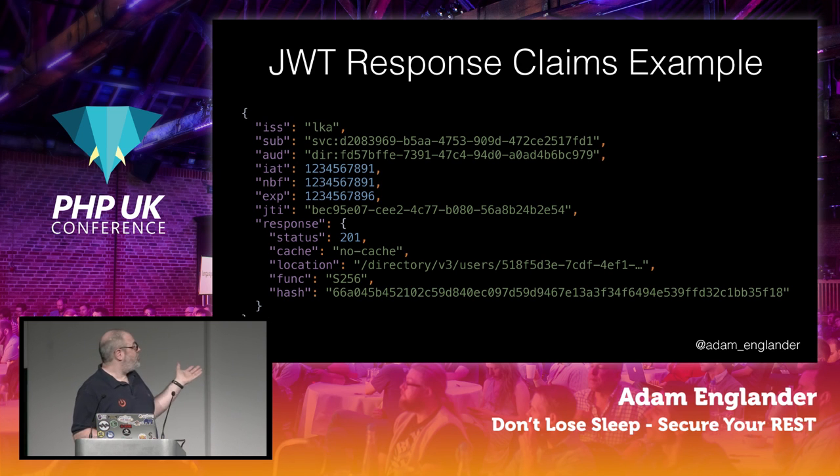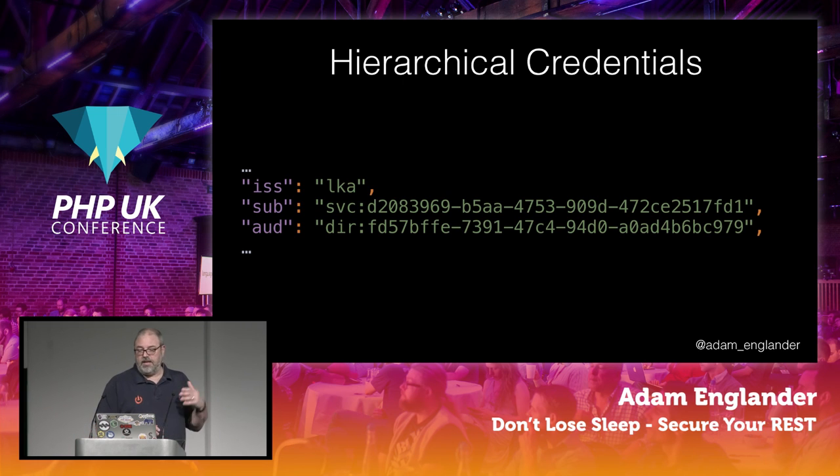Then you have a response claim that echoes that. So again, we have the hierarchy credentials. The issuer coming back is actually the LaunchKey API. The response is coming back from the LaunchKey API. And the subject and the audience, so that I now know who the entity is that should be receiving this.